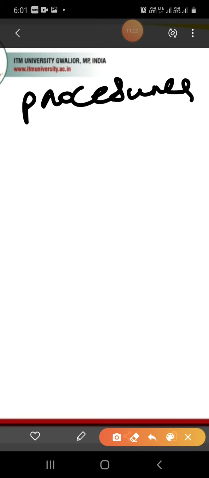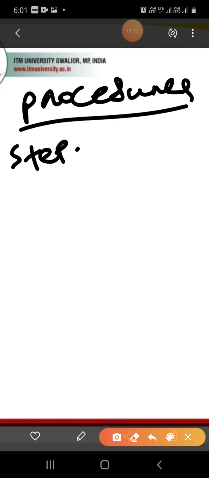So that is in our step 1. Okay, I am writing the procedures to obtain Shannon Fano codes. So step 1: list the source symbols.